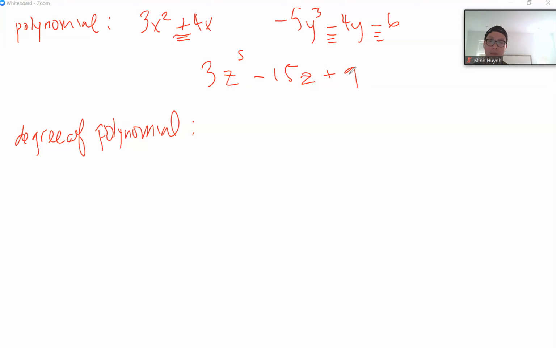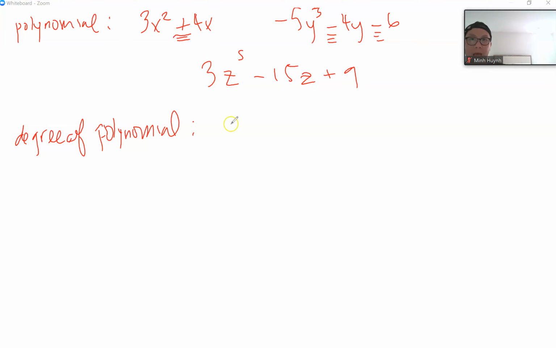Same idea as before, we need to find the degree of a polynomial. It's essential that we find the degree of a polynomial because that's going to tell us how to name the actual polynomial. So the very first thing, if we're going to name the degree of a polynomial, we need to find the highest exponent that exists in one of the monomials.